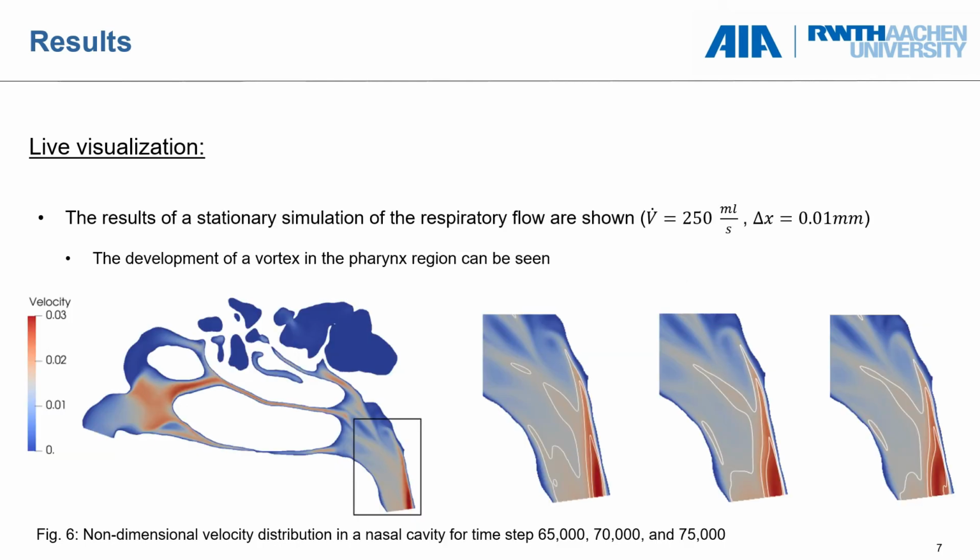The second option to visualize the data is using ParaView Catalyst as shown here. So here we have the simulation output for time step 65,000, 70,000 and 75,000 in the pharynx region, and you can see how some vortex structures in this region develop, so you can monitor the simulation progress in pictures and not only in plots.